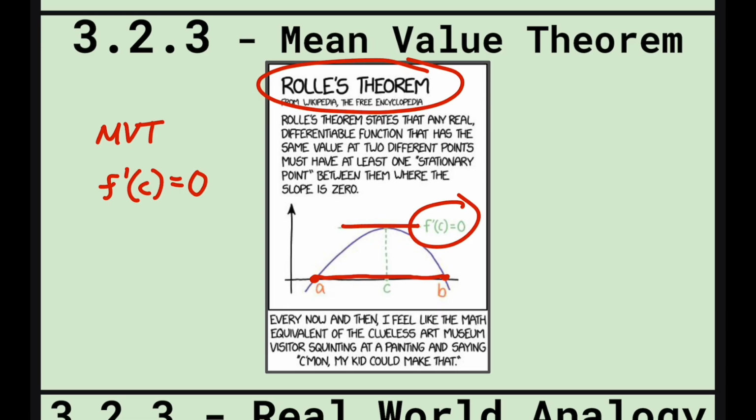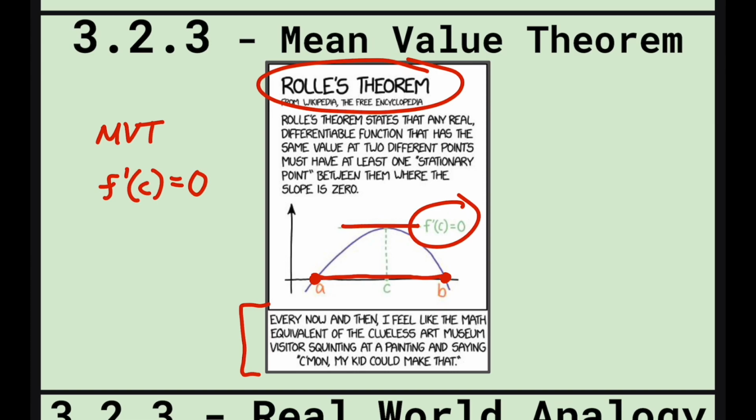It says, Rolle's theorem states, blah, blah, blah, what I just said. What's funny is this little comment at the bottom. It says, every now and then I feel like the math equivalent of the clueless art museum visitor squinting at a painting and saying, come on, my kid could make that. Because this is so basic. If you think about it, if you started at 0 and ended at 0, your average rate of change is 0. That means at least somewhere along the lines you had to be 0 again. It just seems very obvious.